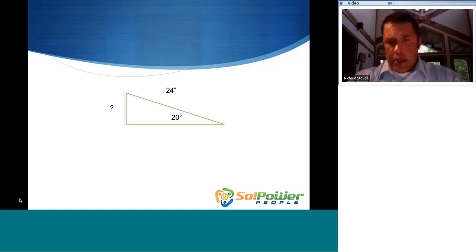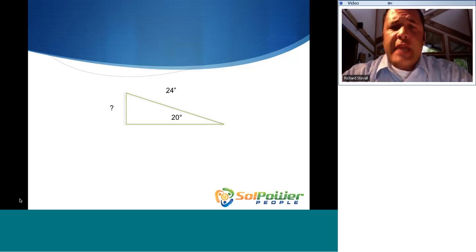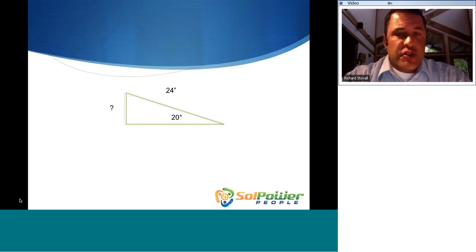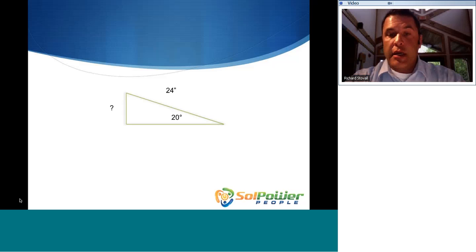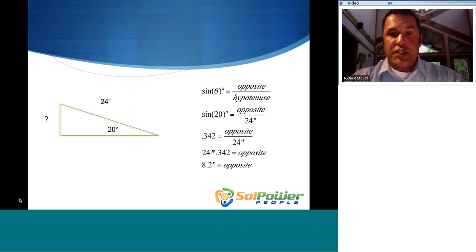So the first step is determining the length of one side of the first triangle. Okay, so you know you've got this 20-degree tilt relative to the rooftop, and you know that you've got a 24-inch wide module. So based on that, you've got the hypotenuse, you've got the angle theta, and you're solving for the opposite. So naturally, you'd use the sine function, okay?